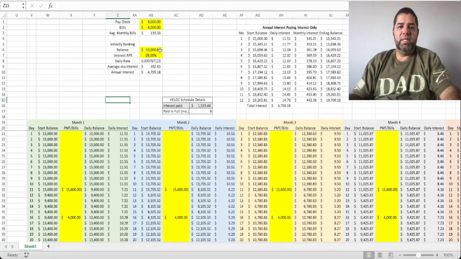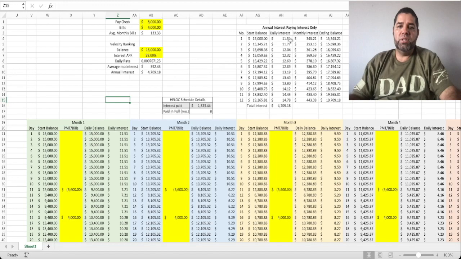I input $15,000 at 28%, and this is to go extreme, right? Because we know a HELOC can't even go up to 28%. But let's say, for sake of argument, we're going to use 28%. Now this chart here shows the annual interest that you would pay if you paid interest only. So that's your $15,000 balance.